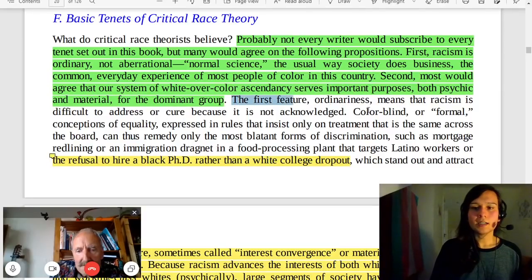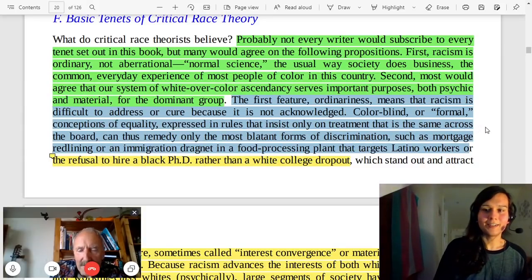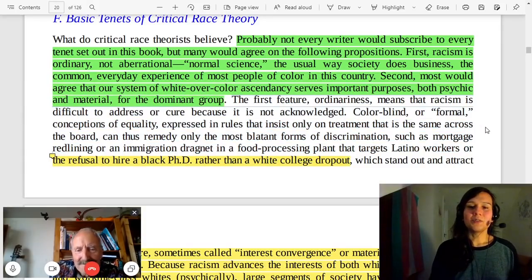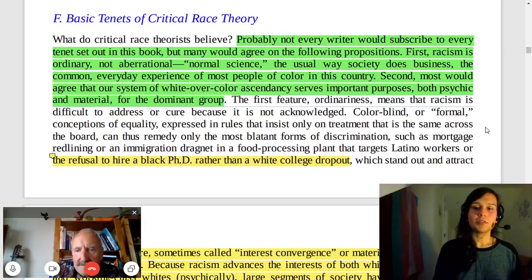They explain it a bit more here. Oh, and there's the black PhD example that I highlighted. So ordinariness means that racism is difficult to address or cure because it's not acknowledged. Colorblind or formal conceptions of equality, expressed in rules that insist only on treatment that's the same across the board, can thus remedy only the most blatant forms of discrimination, such as mortgage redlining or an immigration dragnet in a food processing plant.